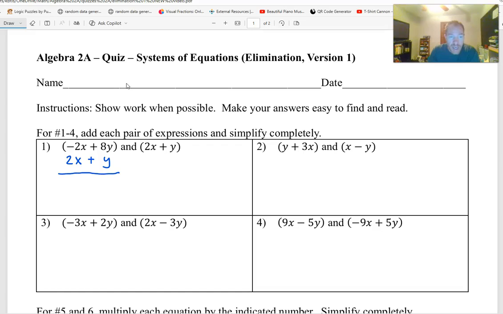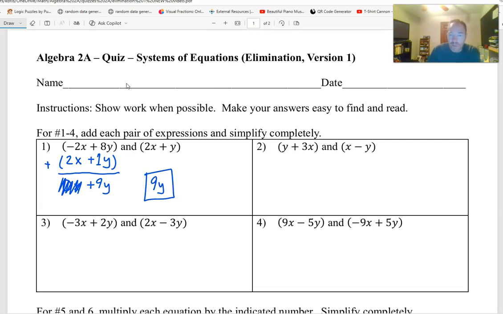the y's. And if I add these expressions, negative 2x plus 2x would be 0x, and then positive 8y plus 1y would be positive 9y. Now, I would probably accept that if this was a quiz or a test as a correct answer, but technically, if you want to make this as simple as possible, you don't need to say 0x. You can just say 9y. That's it. So x was eliminated, or x canceled. The negative 2x and the positive 2x canceled.